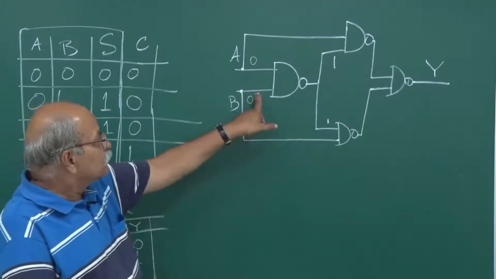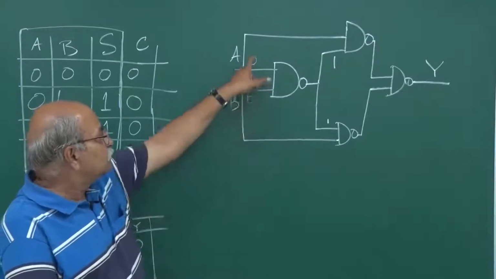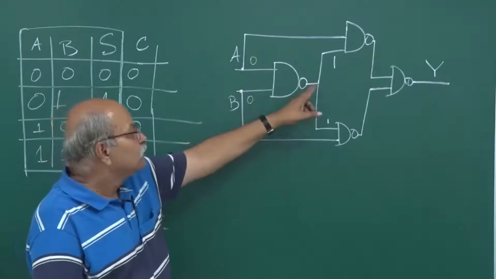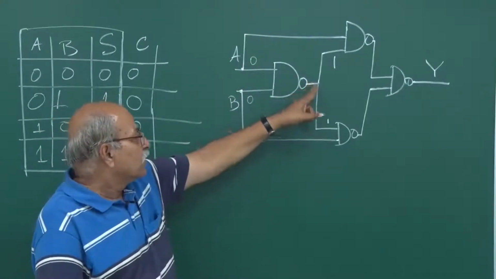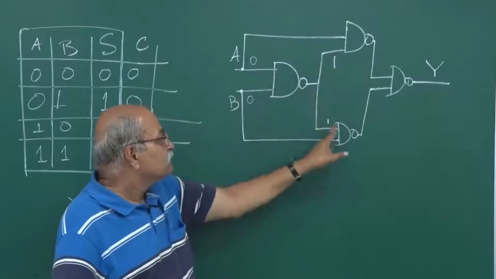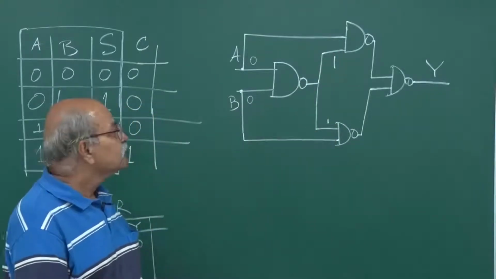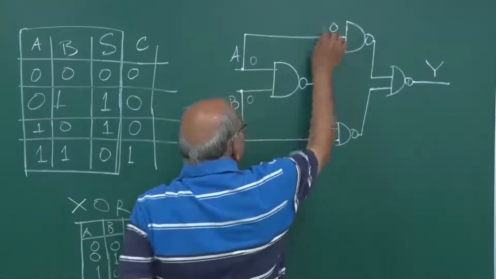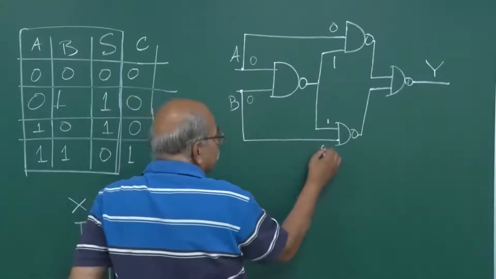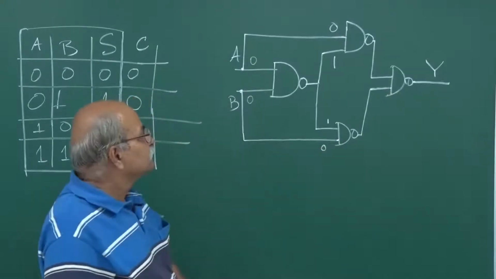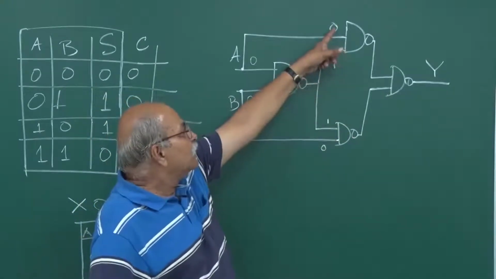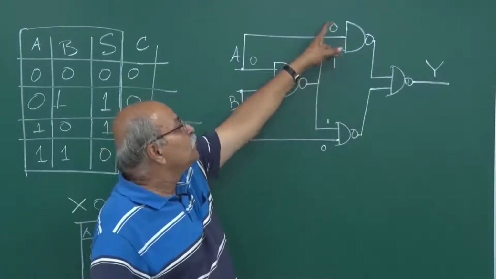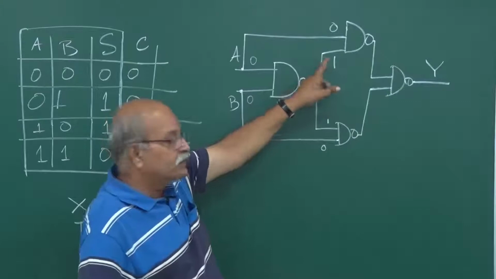Right? 0 and 0, and NAND of 0 0 will be 0 and NAND of 0 0 will be 1. So this will be the output 1, and that 1 is going here, that 1 is going here. This is 0, so the other input here is 0, and this is 0, so this other input here is 0. Now 0 and 1, AND of 0 and 1 is 0.